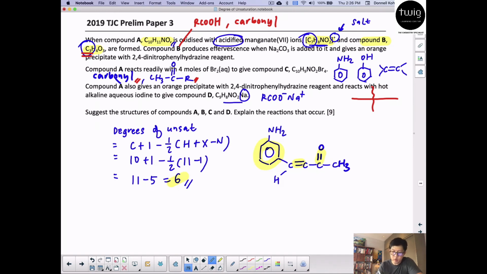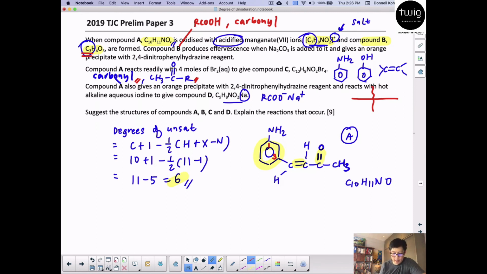Right, and if you look at it carefully, this looks like A. Alright, this looks like A because it fits in the formula of C10H11NO. Okay, you work it out, it will fit into this formula. But the only question I want to ask now is, how do you know that the 2 side chains are on carbon 1 and carbon 3? Couldn't the side chains be on carbon 1 and 2?